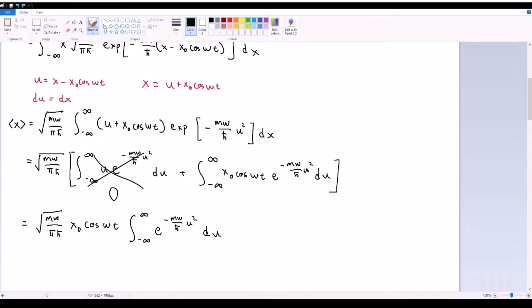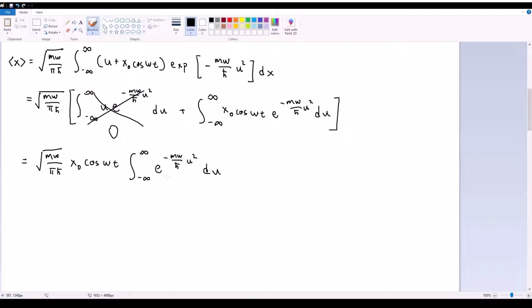And at this point, once again, note that this is an even function. So we can rewrite this as 2 square root m omega over pi h bar x naught cosine omega t, times the integral from 0 to infinity of e to the negative m omega over h bar u squared du. And this is basically a Gaussian, and if you don't remember how to do a Gaussian, look back at chapter 1. There are plenty of problems that involve practice with how to do these Gaussians.